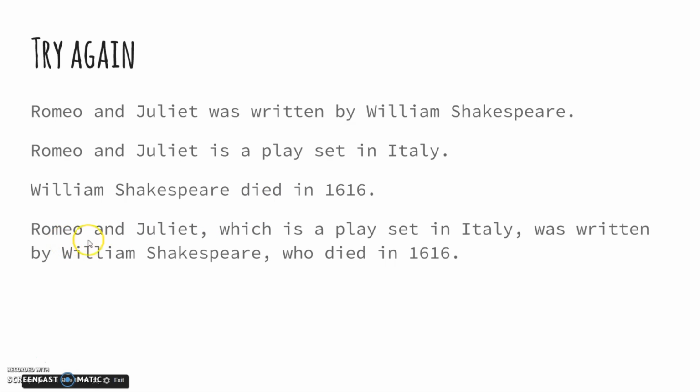Okay, and the answer is Romeo and Juliet, which is a play set in Italy, was written by William Shakespeare, who died in 1616. Because just like that Kobe Bryant example, Romeo and Juliet overlaps here, and William Shakespeare overlaps there. So you say Romeo and Juliet, you stop. You say which, because you're replacing your common noun with which, is a play set in Italy. You're going back to finishing the first sentence, was written by William Shakespeare. Then you're stopping because you got to the end of your other overlapping noun phrase. And you say, who died in 1616? And then you go back to finish the sentence, but in this case, it's already finished. Okay, so this is the way to do that sentence.